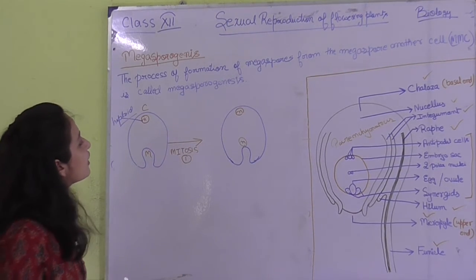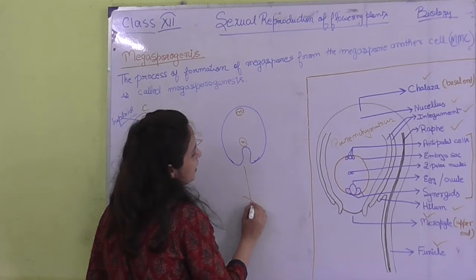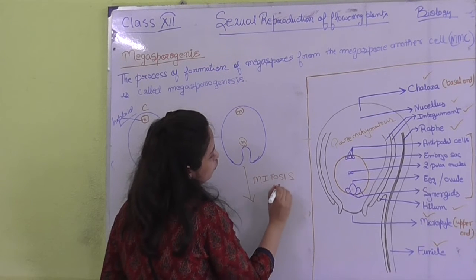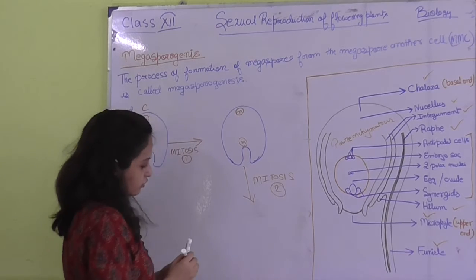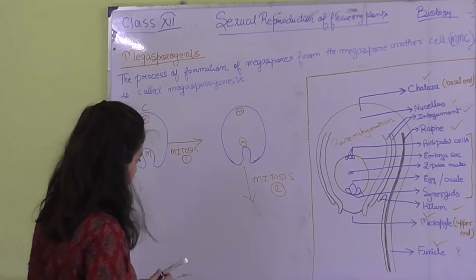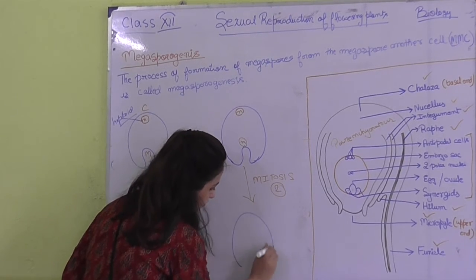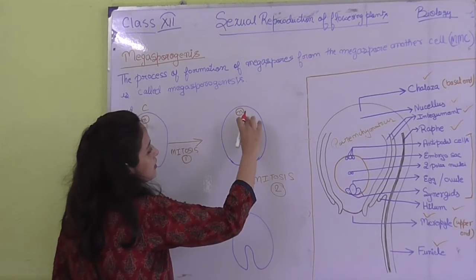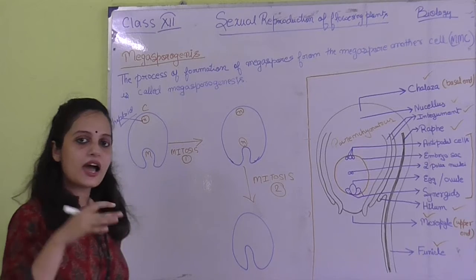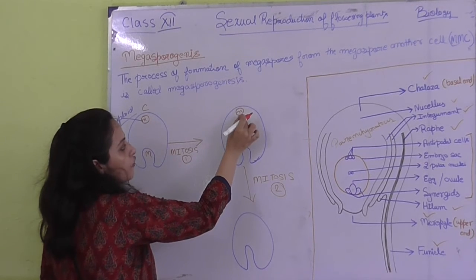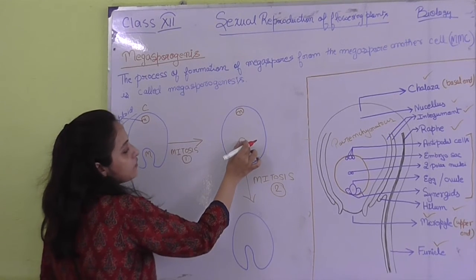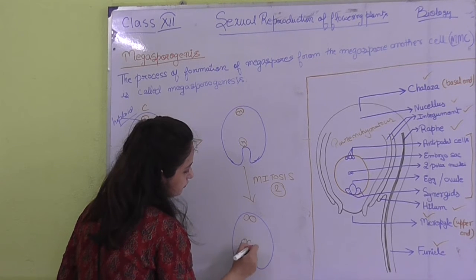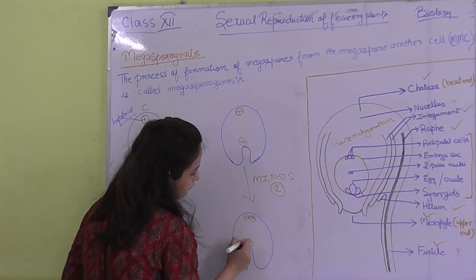This will again undergo mitosis. So this will be mitosis number 2. In mitosis number 2, what is formed? These 2 will again form 2 more: this will divide and form 2 more nuclei, and this will divide and form 2 more nuclei. So it will look like this, isn't it?